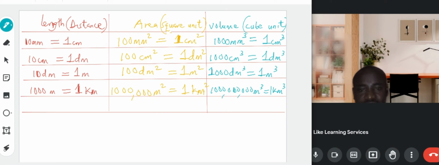I just need to include that there's a special unit we use instead of all this cube, a more common unit, which is 1000 centimeter cube, what we call 1 decimeter cube, is also equal to 1 liter.